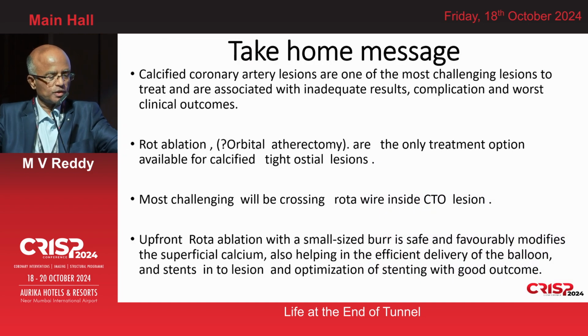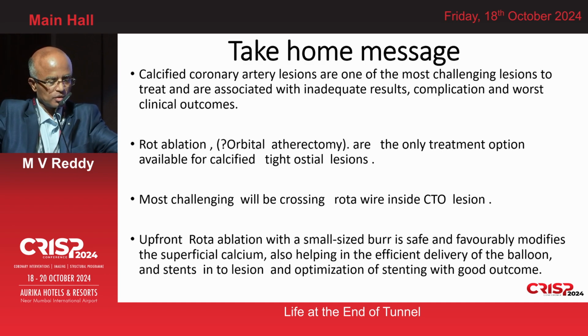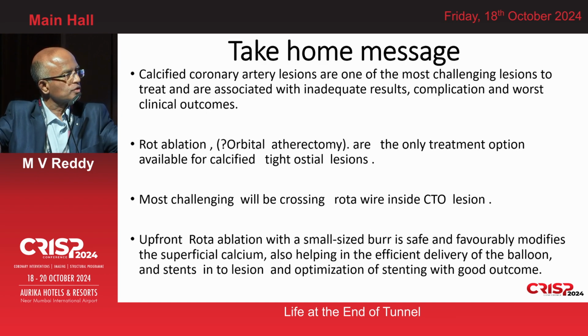The take-home message is that rotablation is the only choice for these kinds of lesions. I don't think orbital atherectomy would be possible to do, and crossing the wire with the Rotawire in this situation is very difficult. So sometimes, what has been explained is, you jam the microcatheter and take your Rotawire, and upfront rotablation with a small burr and gradual upsizing will modify the lesion. It helps to adequately dilate the superficial calcium and helps in efficient delivery of the stents and balloons and optimization of the lesion with a good outcome.